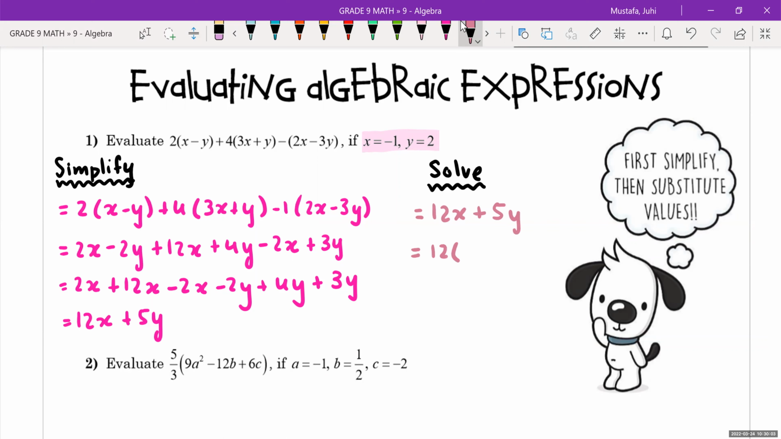What am I going to replace the x with? -1. And what am I going to replace the y with? Good. Emily?